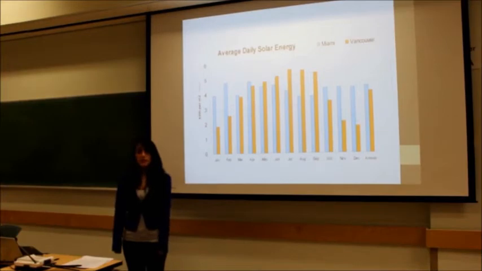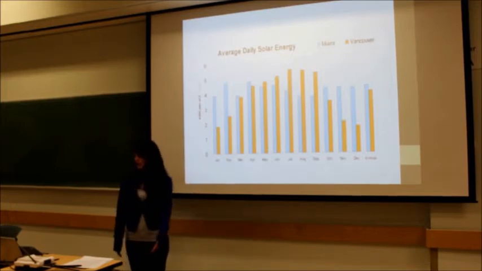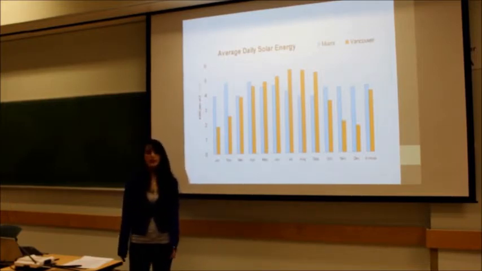We often tend to think that BC is not a good place for a solar energy system because of the weather. However, as shown in this graph here, the average daily solar potential in Vancouver is only slightly less than that of Miami.